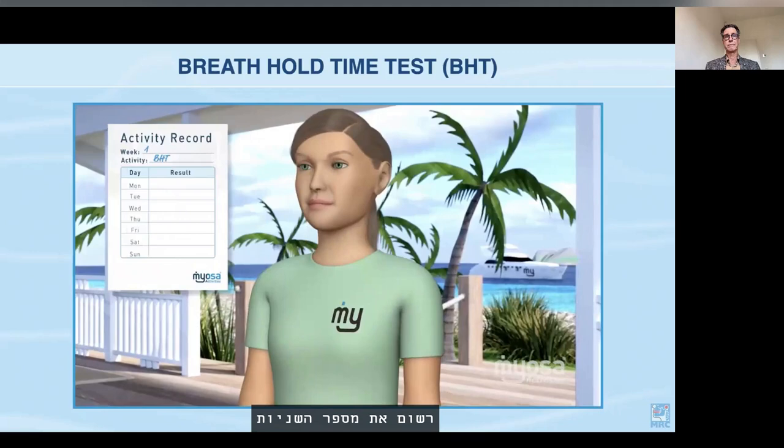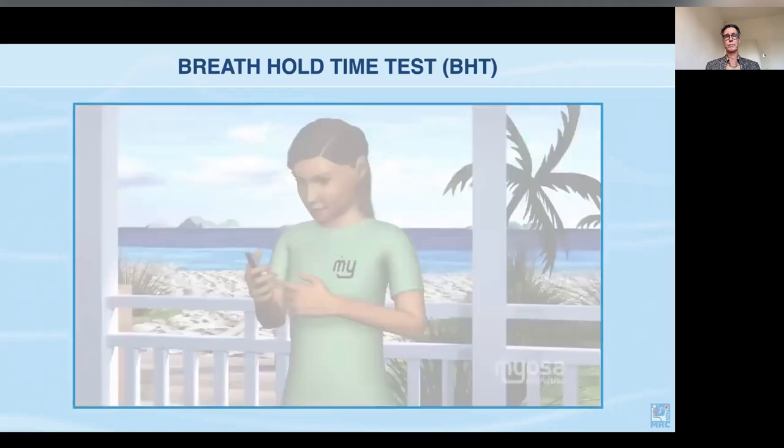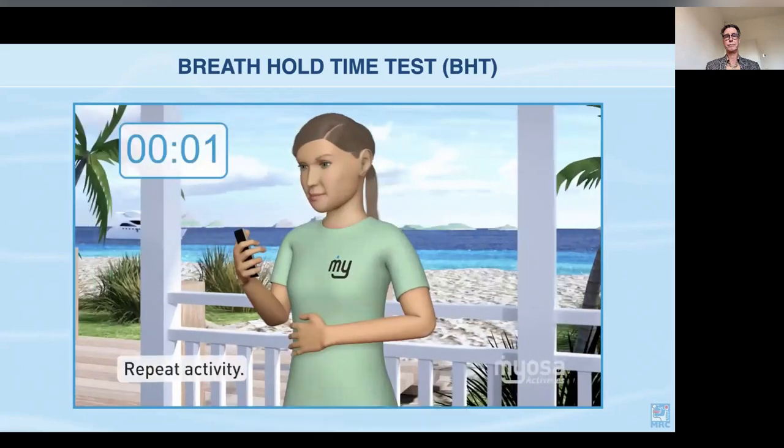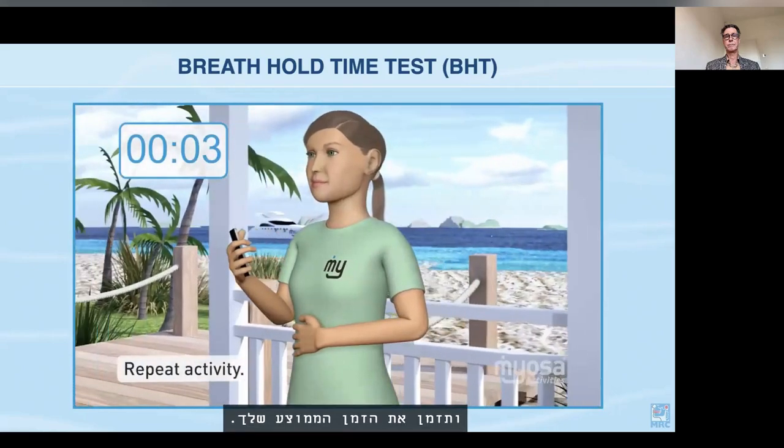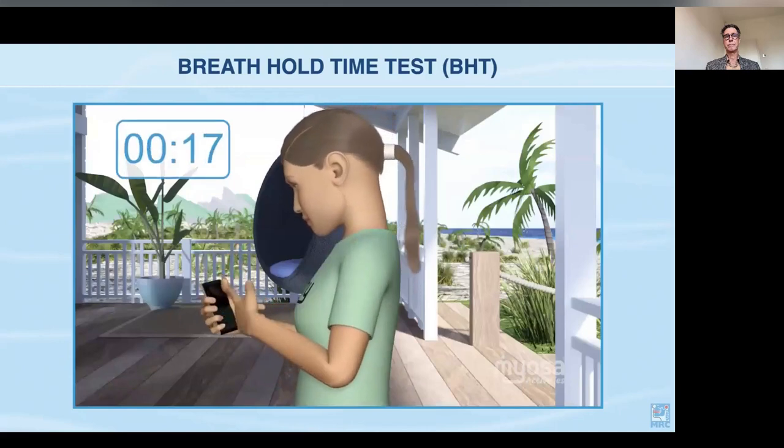Write down the number of seconds you were able to hold your breath. Repeat a few times to ensure a consistent time and record your average time.